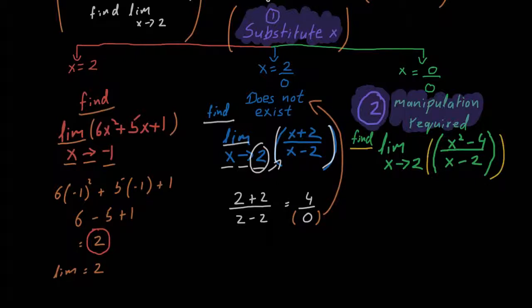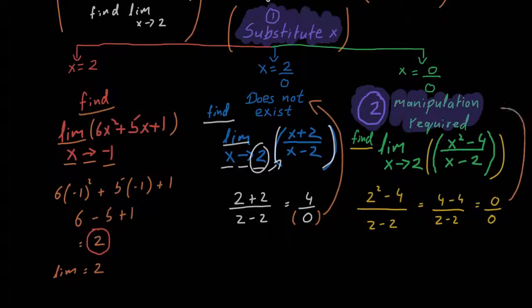For the third question, find limit as x approaches 2 of this equation. We'll simply substitute it. 2 squared minus 4 over 2 minus 2. 4 minus 4 over 2 minus 2, 0 over 0. This is the third type where in order to find an answer, we have to go to step 2, which is manipulation of the equation.